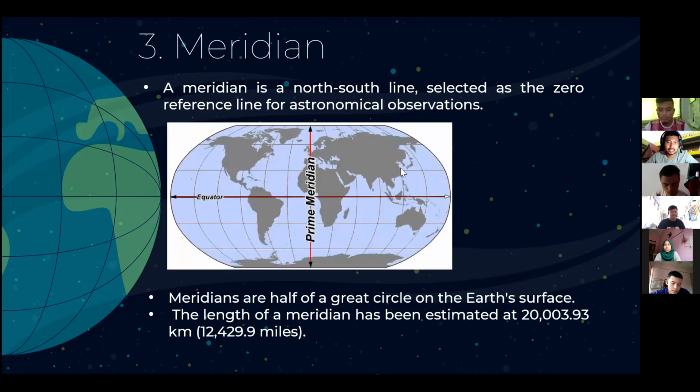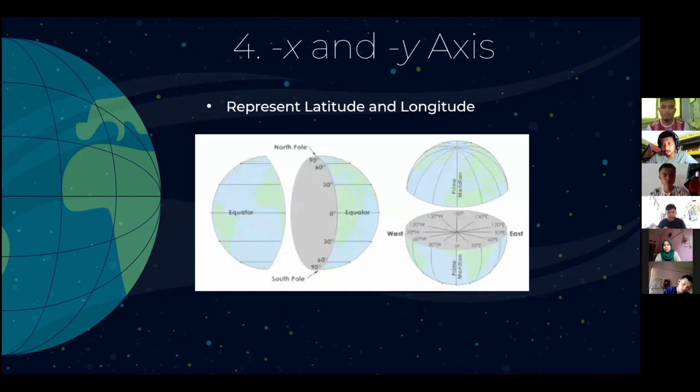Hello, my name is Syakir. I'm going to talk about the meridian line. A meridian is a north-south line selected as the zero reference line for astronomical observations. The picture below shows the prime meridian line and the equator line on the Earth. Meridians are half of a great circle on the Earth's surface. The length of a meridian has been estimated at 20,003.93 km, which is equivalent to 12,429.9 miles. I will pass to Canolius, the next presenter. Thank you.